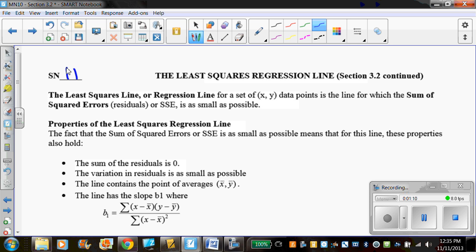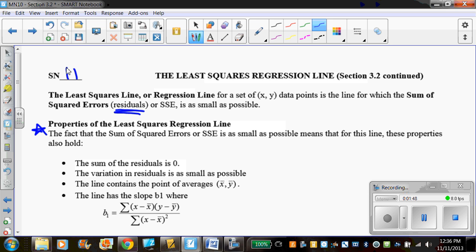The least squares, I'm going to just read from the top there. It says the least squares line or regression line for a set of xy data points is the line for which the sum of squared errors, which is residuals, we talked about that on Friday, or SSE, is as small as possible. So unlike the line of best fit, where you just draw your line in and try to follow the trend, the least squares regression line focuses on every single data point and minimizes the error using, of course, the idea of residuals.